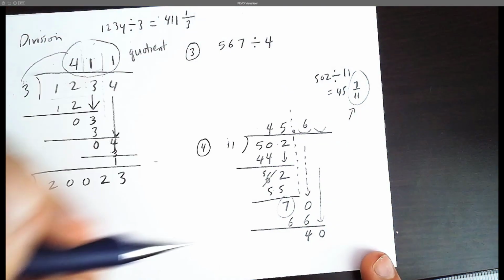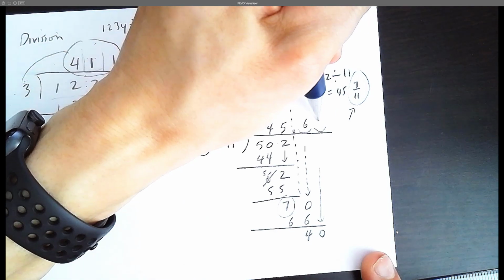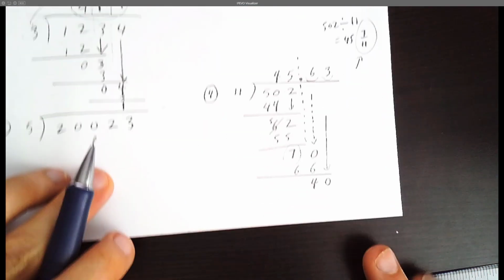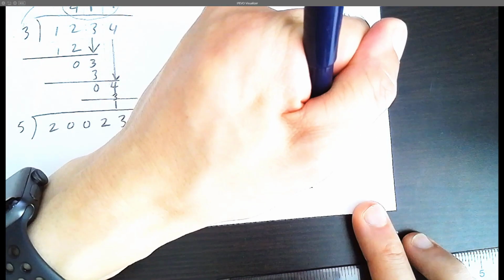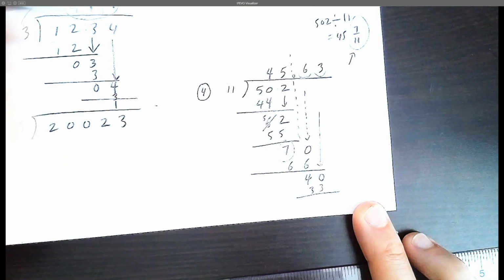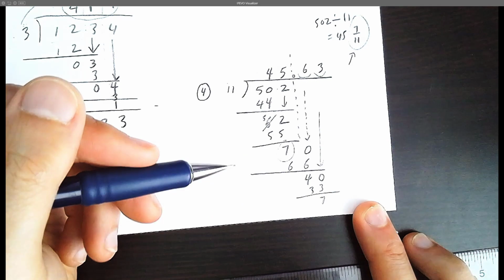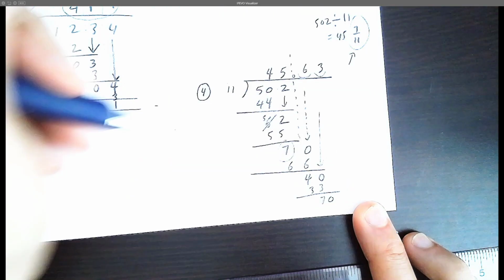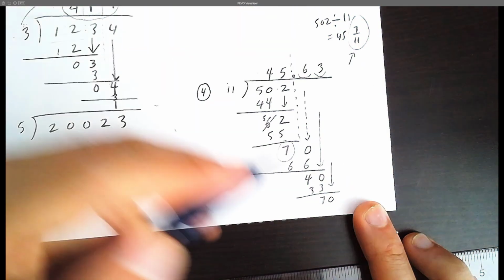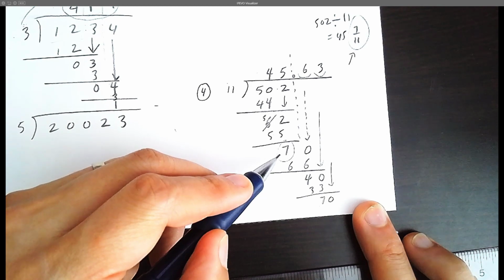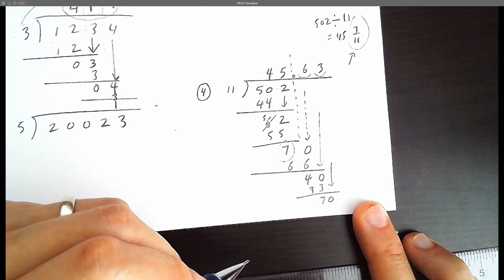11 times what is 40-ish? We're going to say 3. 11 times 3 is 33. Cha-ching. And now 40 minus 33 is 7. And you drop another ghost. Can you see how this 70 and the 70 looks familiar? There might be some kind of circular pattern here.